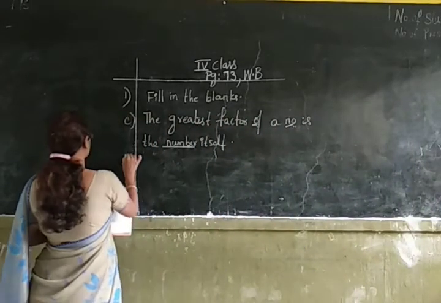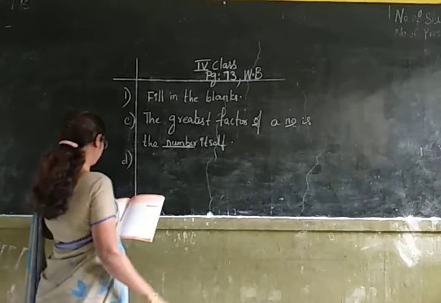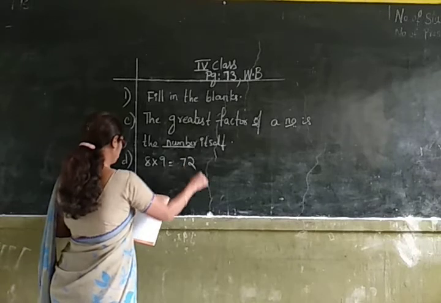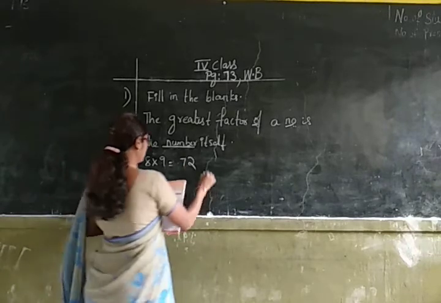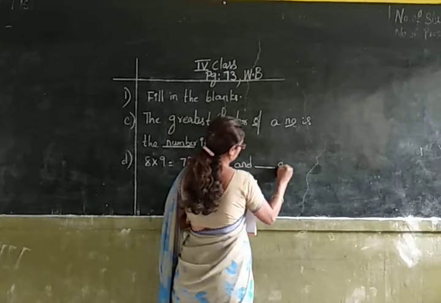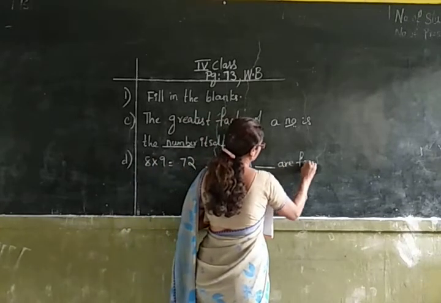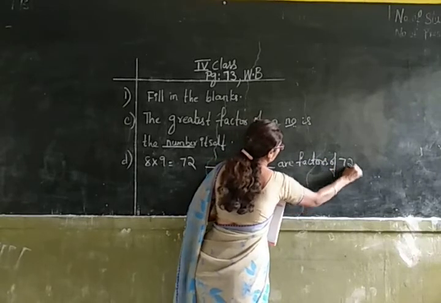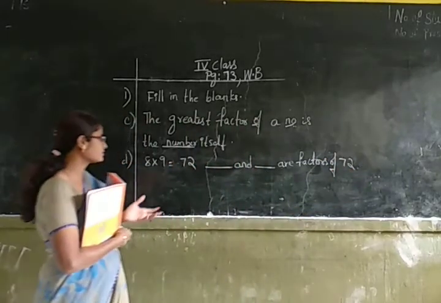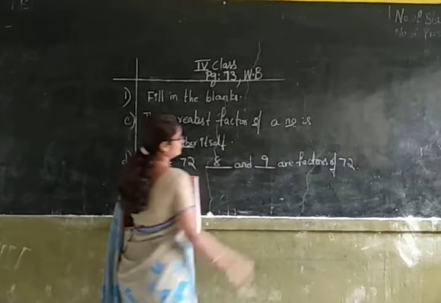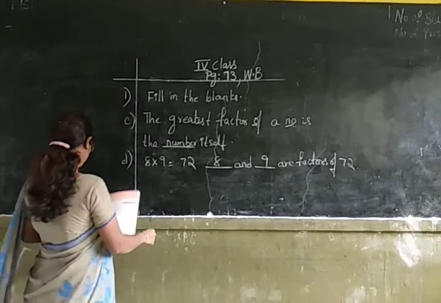Okay children, now let us do the D sum. 8 into 9 is equal to 72. Dash and dash are factors of 72. So which are the factors of 72? 8 and 9 are factors of 72.